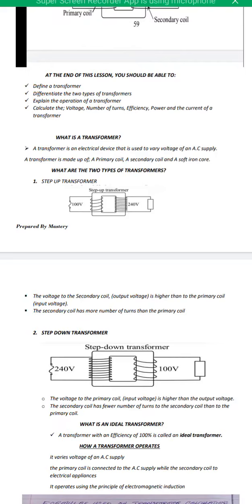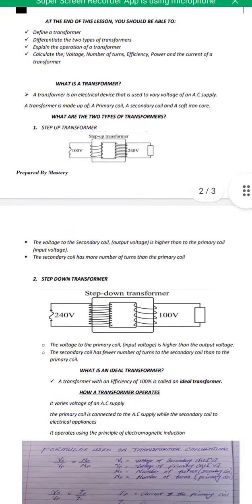This primary coil cannot be connected to direct current, which is the DC current. Why? Because direct current is unable to induce voltage to the secondary coil. By induction, I mean the output voltage to the secondary coil cannot be generated. This transformer also operates using the principle of electromagnetic induction.